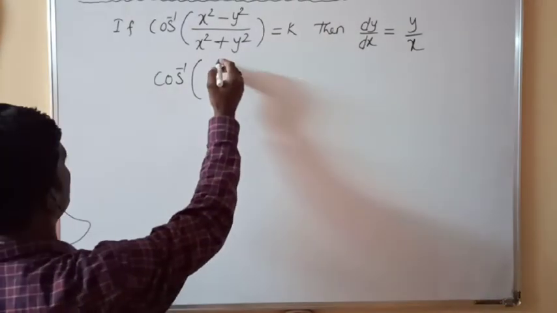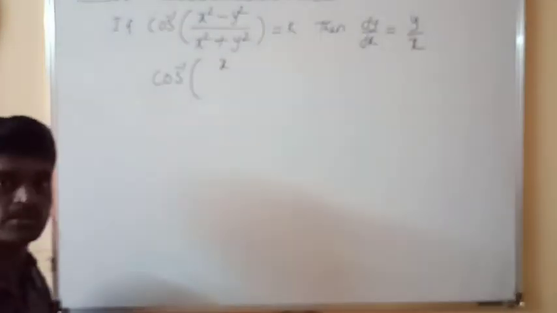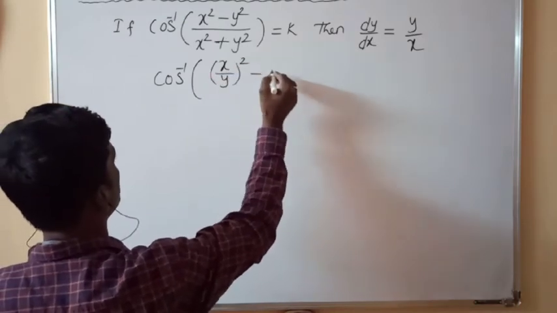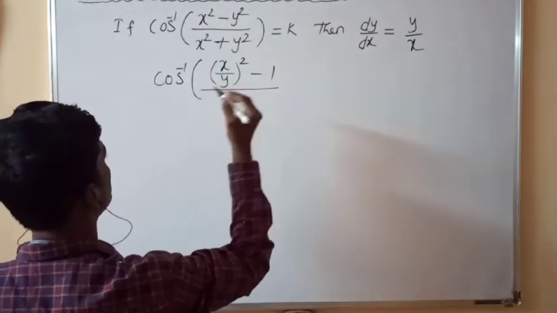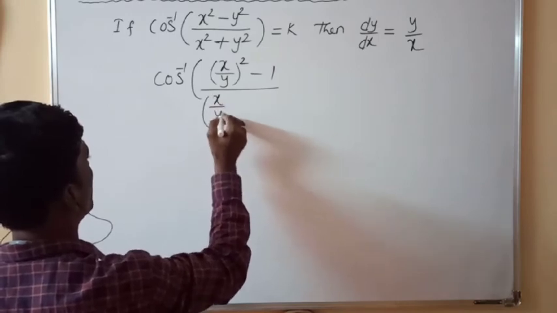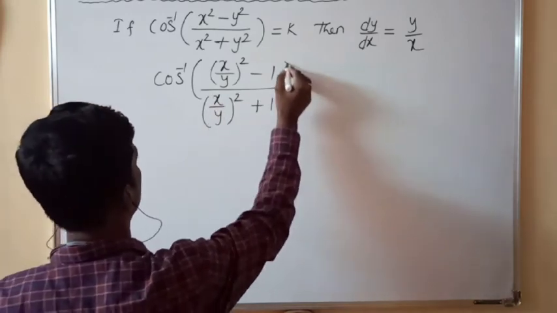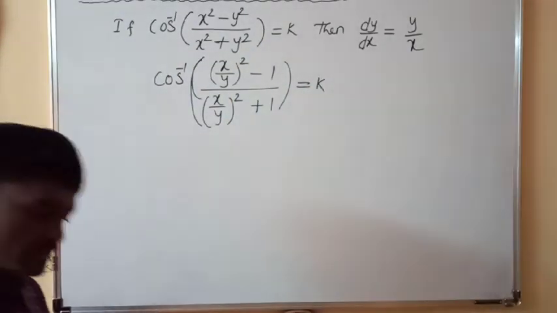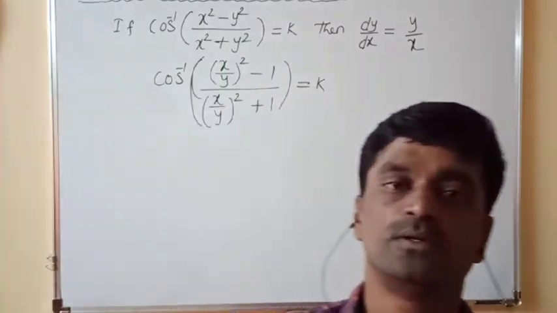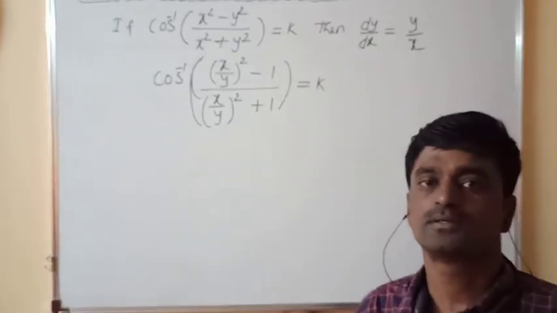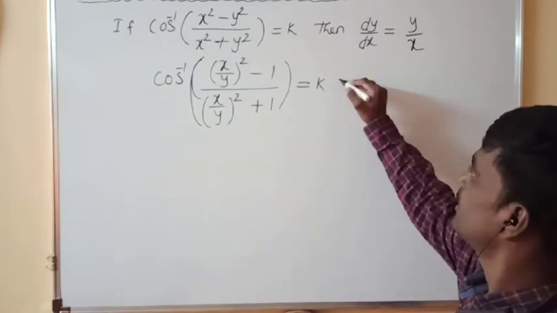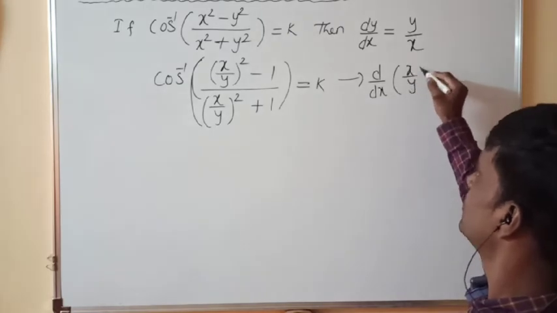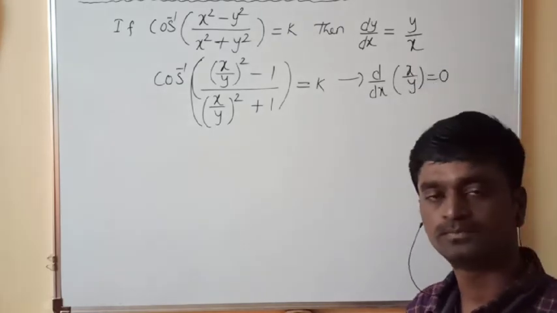If you divide with the y square, first term will be what? x square upon y square, nothing but x by y whole square, minus y square by y square, 1. Similarly, denominator what you will get? x by y whole square plus 1 is equal to k. So then the given equation looks like function of x by y is equal to constant. Hence dy by dx is equal to y by x. Or to get dy by dx, we have to solve which equation? d by dx of x by y is equal to 0.